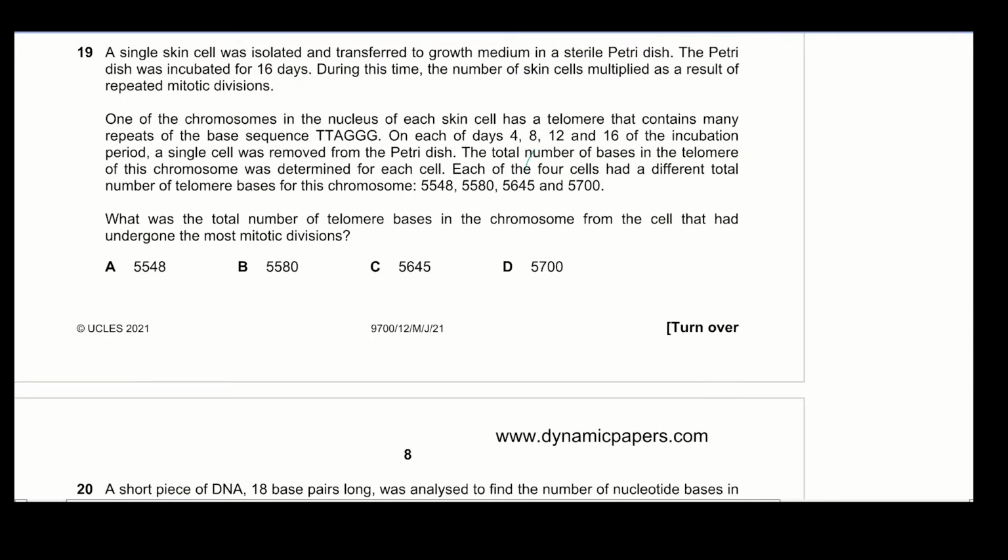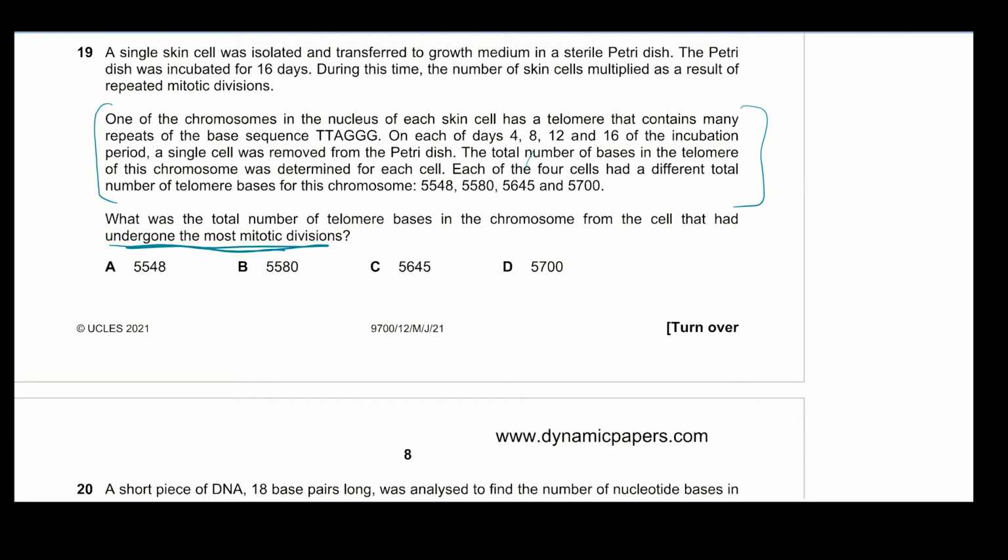A single skin cell was isolated and transferred to growth medium in a sterile petri dish. The petri dish was incubated for 16 days. Let's just skip all this and read. What was the total number of telomere bases in the chromosome from the cell that has undergone the most mitotic divisions? By all this wording, he's just trying to confuse you. It says, how many telomeres in the cell that has undergone the most mitotic divisions?